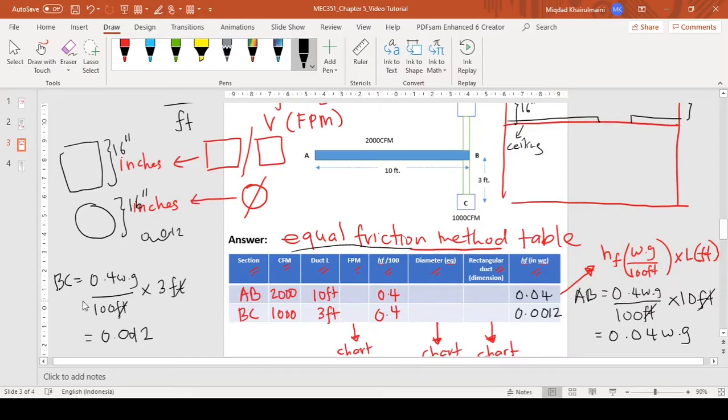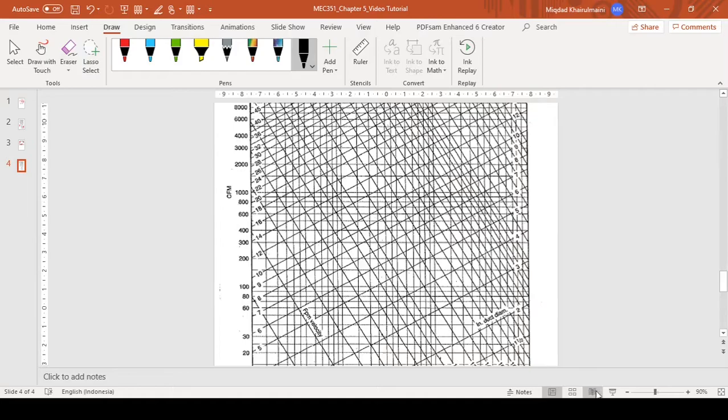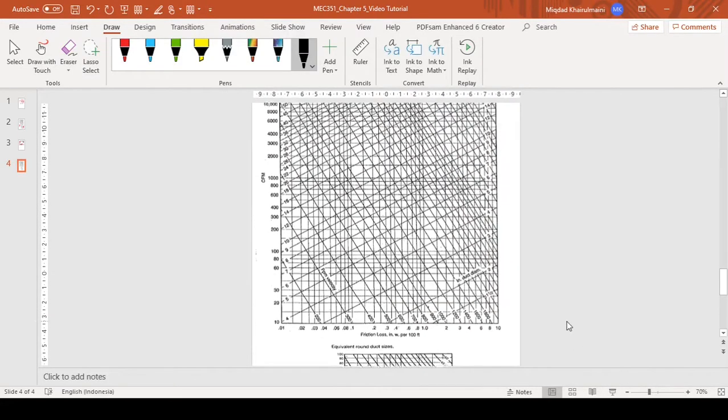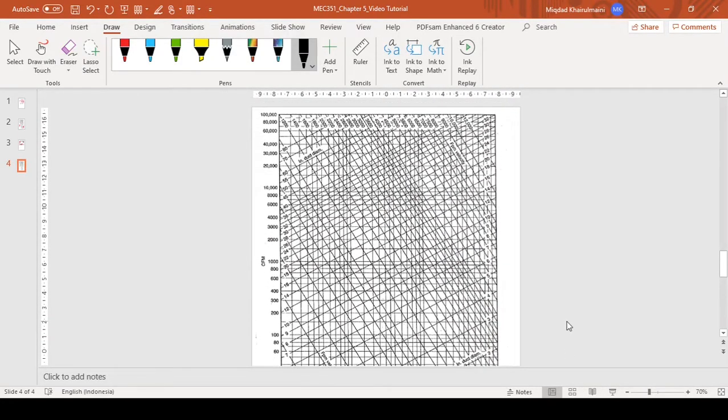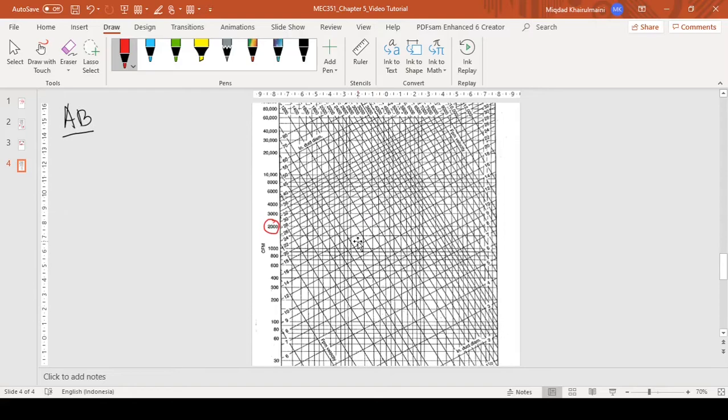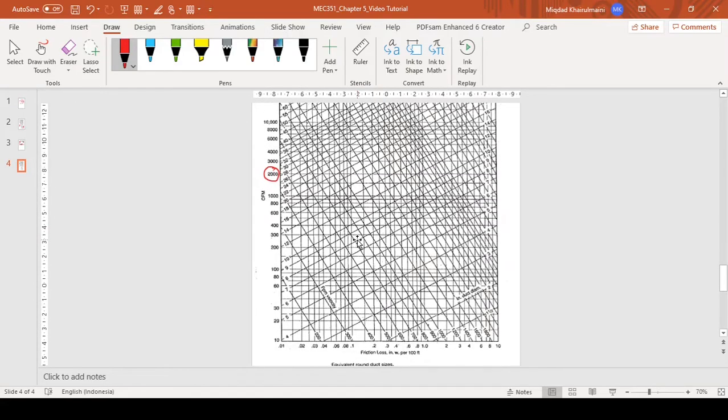Okay, so now we have to look at the chart. Alright, so this is the chart we are going to use. We have seen the first two examples on how to use the chart. So for AB first, CFM is 2000. So we can look for 2000 here, and we know that the value for HF over 100 is 0.4. So here.